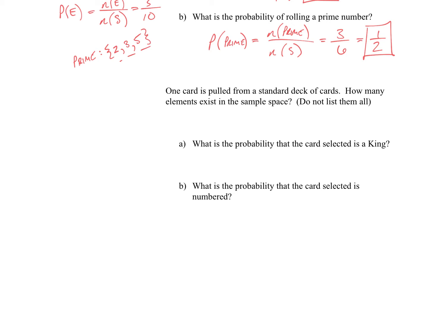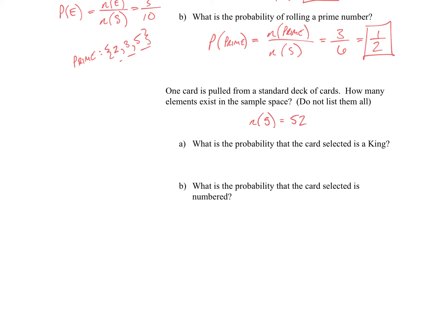But hopefully you already know that there are 52 cards in this sample space. So when we talk about a deck of cards, that just means there are 52 cards in a deck of cards. We're not counting the jokers. So to know that there are 52 cards is important because that gives me the number of elements in the sample space, which tells me the denominator in each of my probability calculations here.